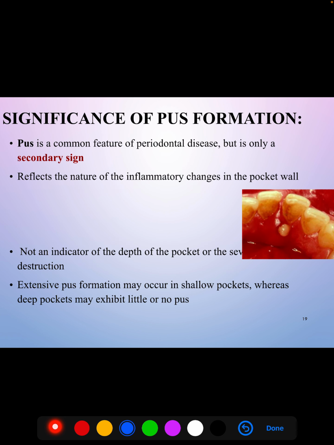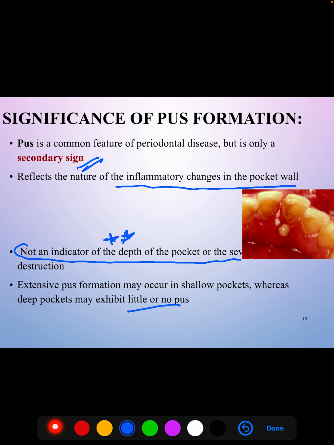What is the significance of this pus formation? Although it is a most common feature of periodontitis, it is only a secondary sign. It reflects only the nature of inflammatory changes in the pocket wall. The most important point is that it is not an indicator of the depth of the pocket or severity of periodontal destruction. Why? Because a shallow pocket may have excessive amount of pus formation, whereas a deep pocket may have little or no pus formation. So that is the significance of pus formation.